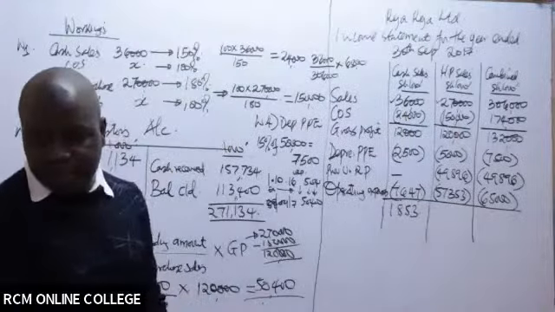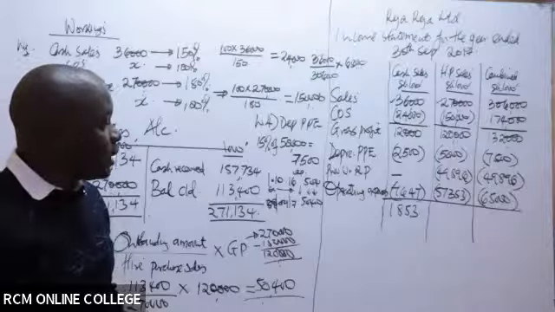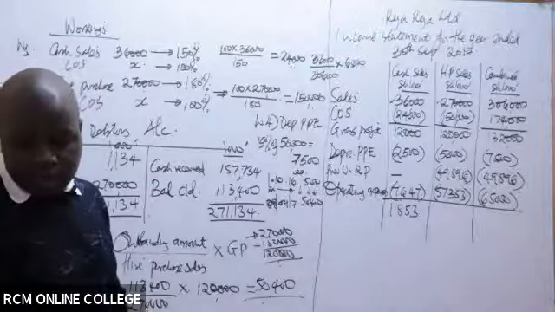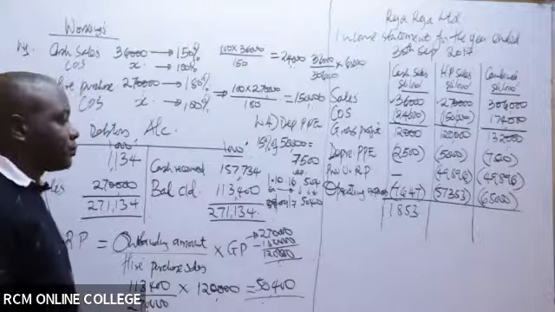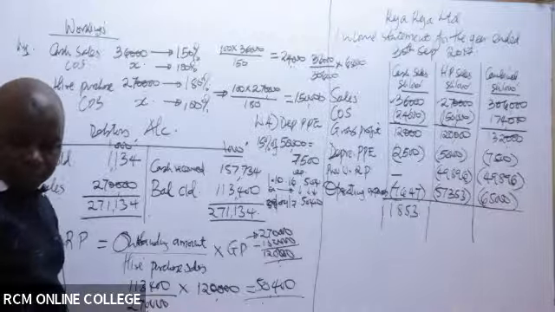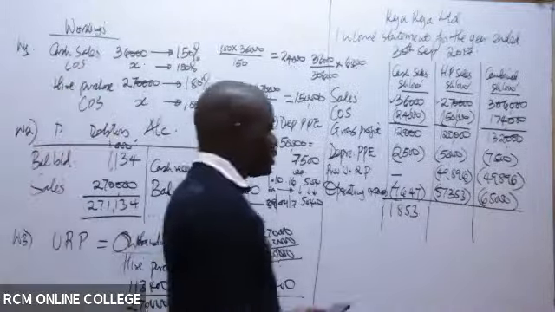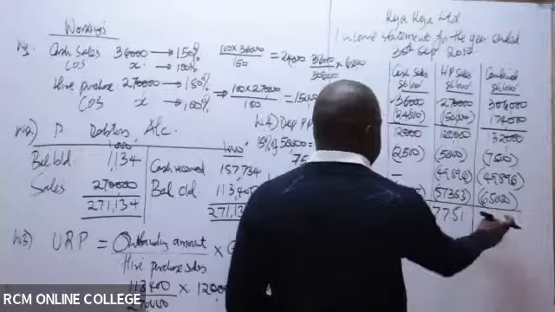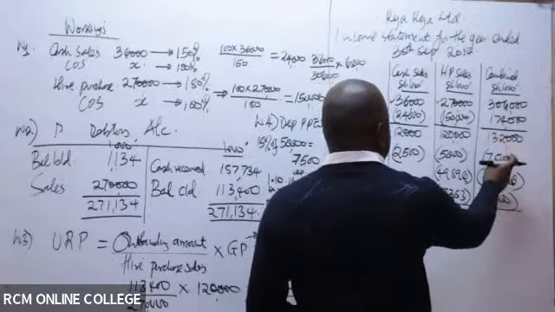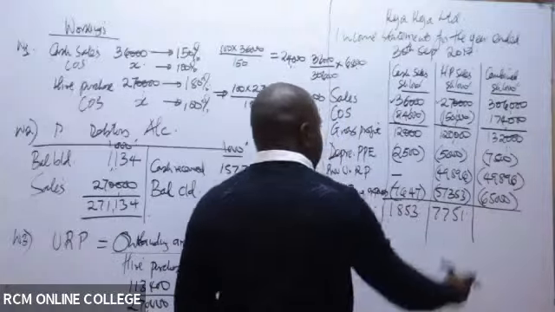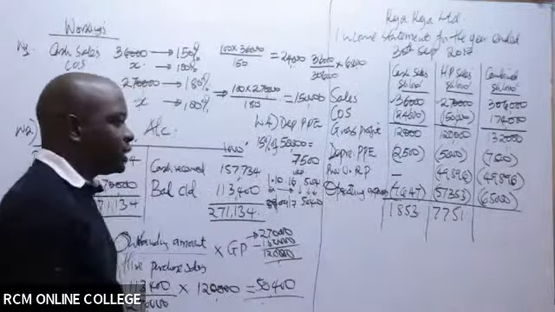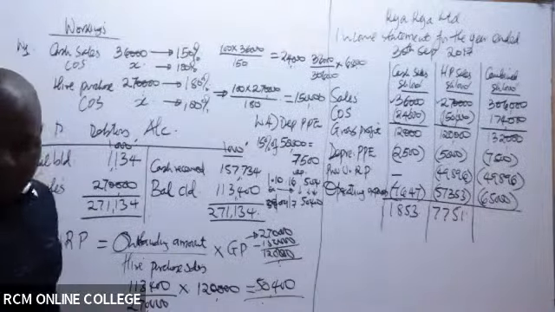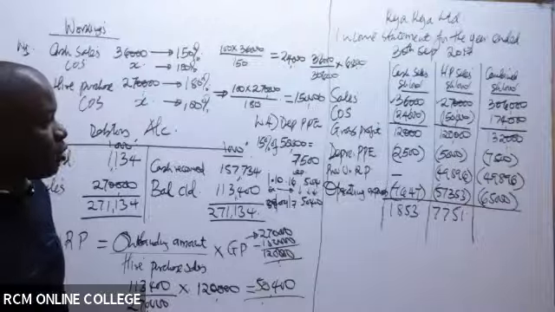What about the hire purchase sales? 7,751. So you can add the two, or you can minus these ones from this one. When you add the two, what are you getting as the total combined profit?